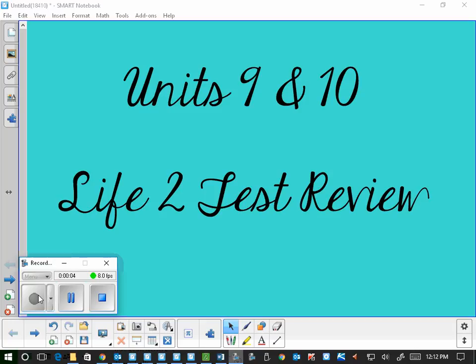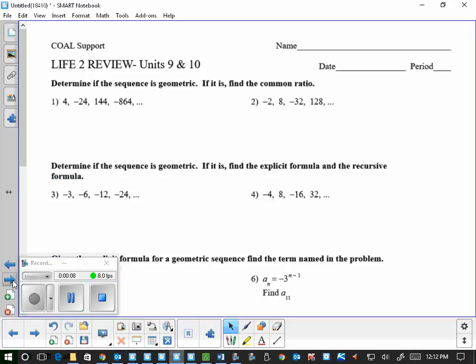Hi everyone, welcome to your Life 2 test review for Units 9 and 10. So let's first look at geometric sequences. The first section says, determine if the sequence is geometric. If it is, find the common ratio.